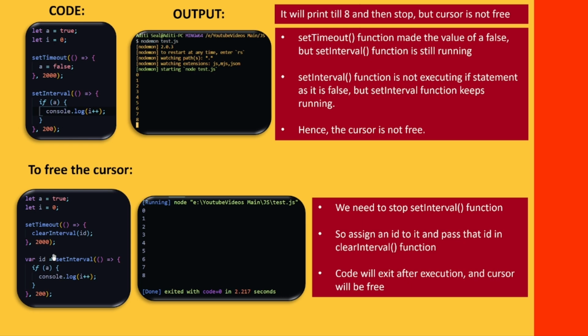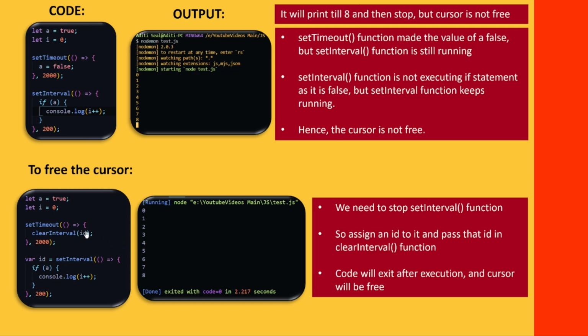Okay, so what it will do is it will stop the execution after 2 seconds. So you can see over here, after it printed till 8, the cursor is free. I did not free the cursor manually, it stopped automatically. Okay, so here you can see we need to stop the set interval function. This is the motive. So assign an ID to it and pass that ID in clear interval function.